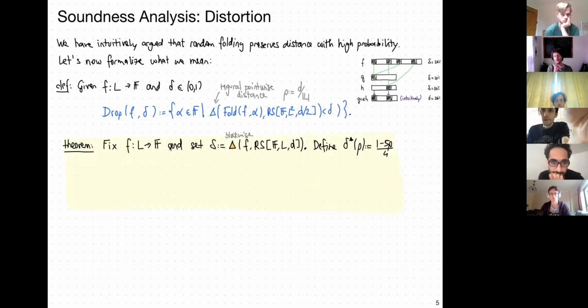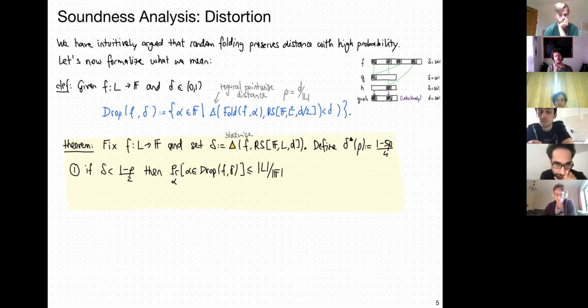And we then have the following theorem. The theorem tells us that, take any function that you'd like and define delta to be the distance of this function from the Reed-Solomon code. And then we have this delta star, which is just some constant. Don't really worry about the exact definition.